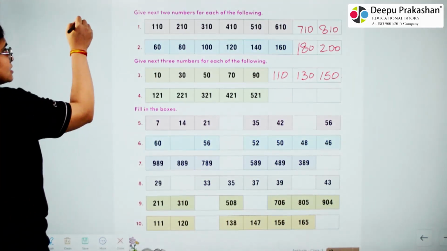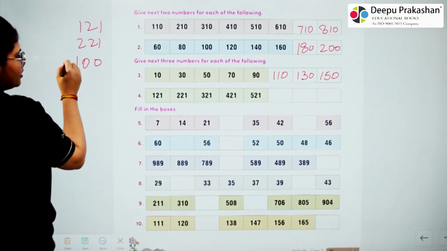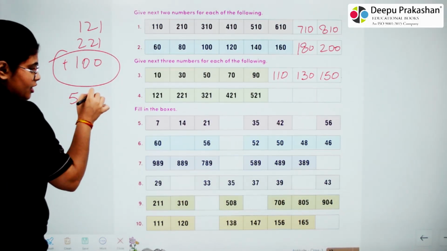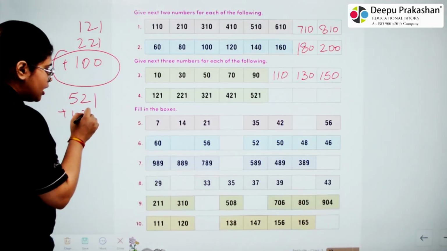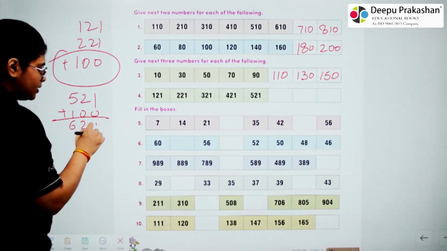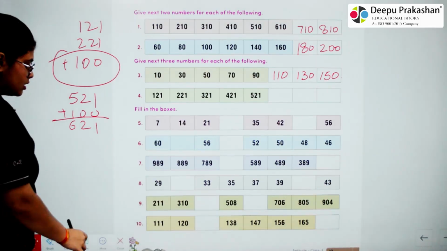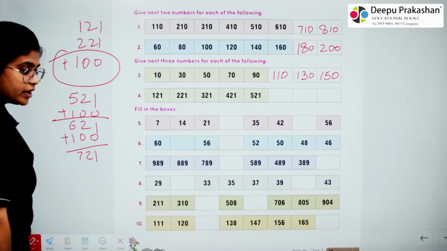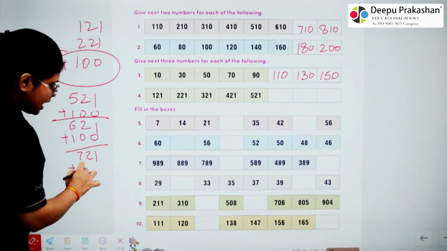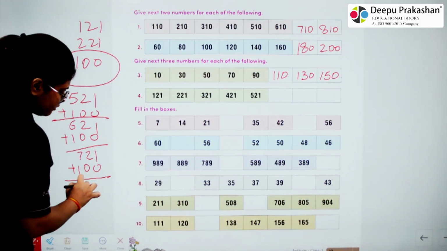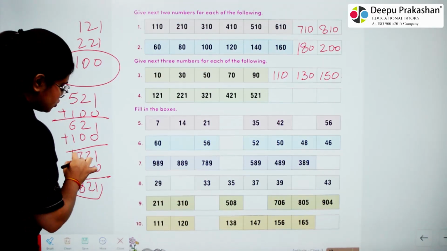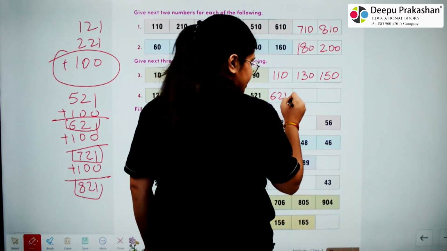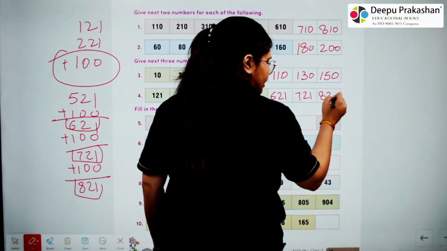Fourth, we are given 121, 221, 321, 421, 521. So here we can easily see that there is an addition of 100 in every number. So to find the number that will come after 521, we need to add 100 to it and the number that will come will be 621. To get the next number, we need to add 100 to it. So we will get 721. For the third number, we will add 100 to 721 and we will get 821. So the three numbers that will come here will be 621, 721 and 821.